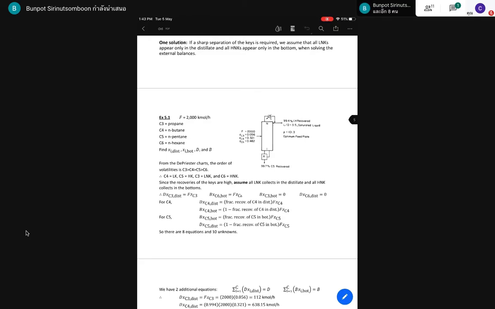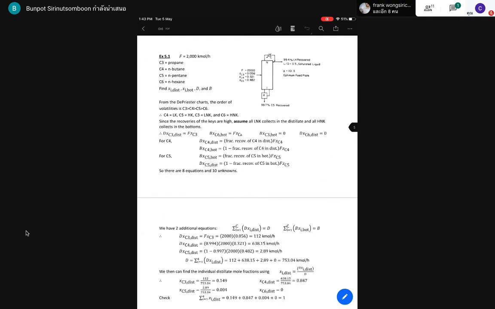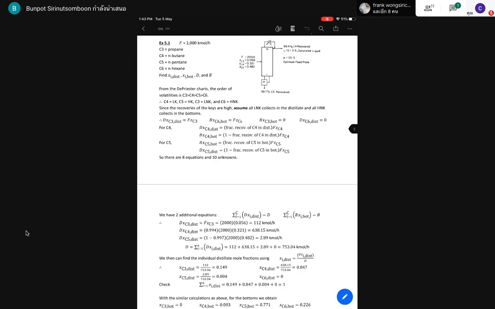If you want a more accurate calculation, you should not assume this. But as a first approximation, you can assume that all the heavy non-key goes to the bottom and all the light non-key goes to the top. This example right here uses that assumption, does the overall balance calculation, and solves for the compositions in the bottom and in the distillate.